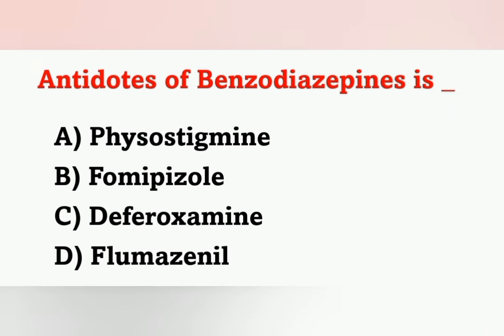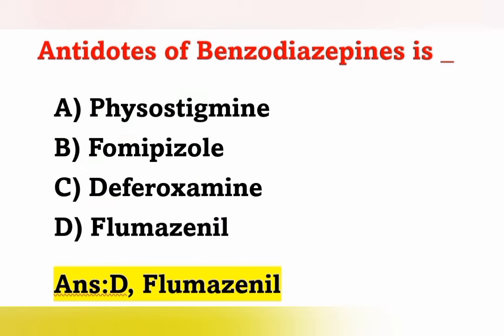And the next question, antidote of benzodiazepine is: Option A, physostigmine. Option B, fomepizole. Option C, deferoxamine. Option D, flumazenil. The antidote of benzodiazepine or diazepam is flumazenil. Option D is the correct answer.